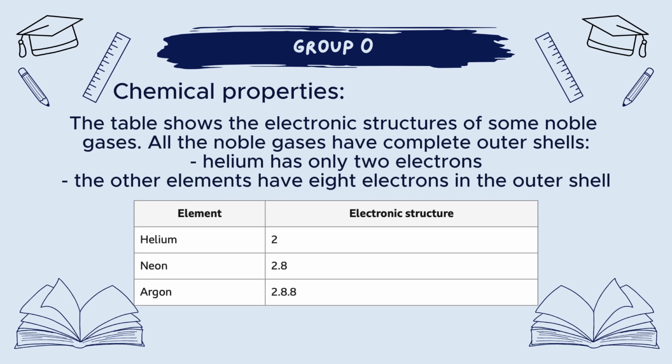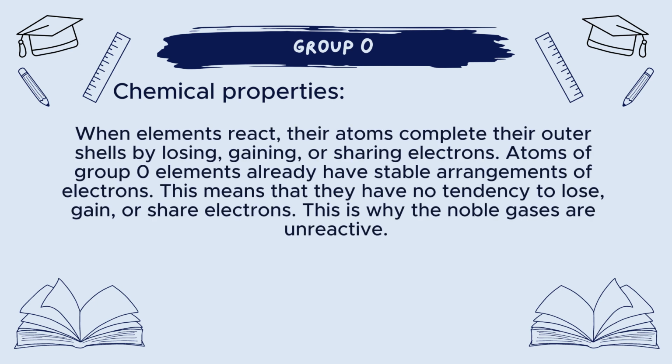The table shows the electronic structure of some noble gases. All the noble gases have complete outer shells. Helium has only 2 electrons, the other elements have 8 electrons in the outer shell. When elements react, their atoms complete their outer shells by losing, gaining or sharing electrons. Atoms of Group 0 elements already have stable arrangements of electrons. This means that they have no tendency to lose, gain or share electrons. This is why the noble gases are unreactive.